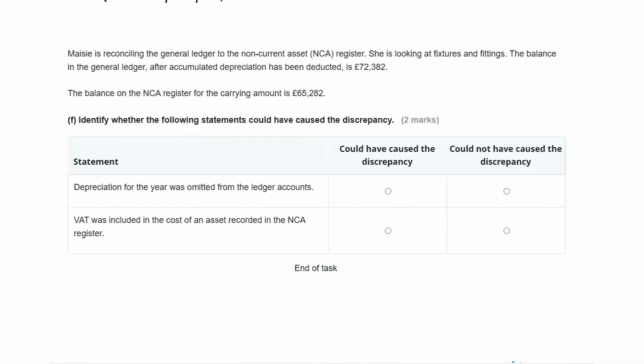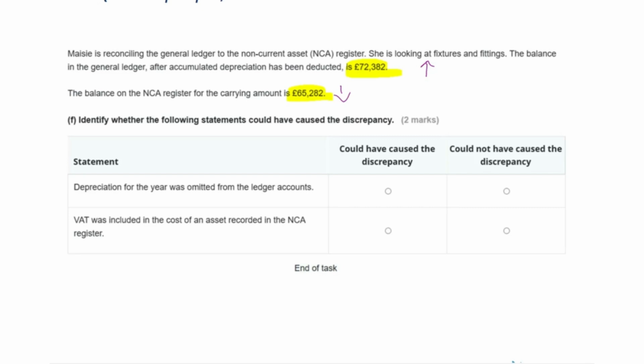Maisie is reconciling the general ledger to the non-current asset register. She is looking at fixtures and fittings. The balance in the general ledger after accumulated depreciation has been deducted is £72,382. The balance on the non-current asset register for the carrying amount is £65,282. Now we need to identify whether the following statements could explain the discrepancy. So we've got the general ledger as being higher. So always work out which one is higher before you start looking at the statements.